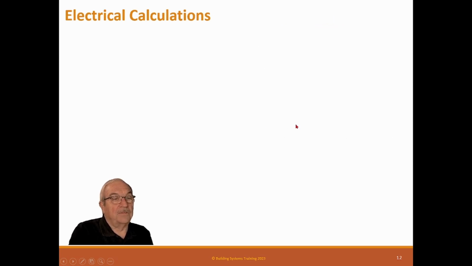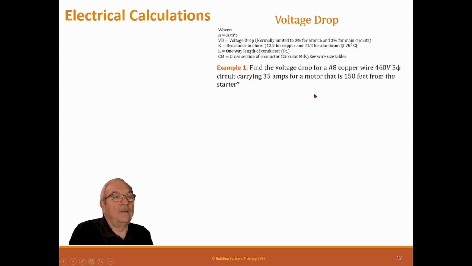Anyway, so let's go do an example. Find the voltage drop for number 8 copper wire, 460 volt 3-phase circuit carrying 35 amps for a motor that is 150 feet from the starter. By the way, that's a long ways from the starter. Possible, but not very likely. Normally the starter needs to be a lot closer, but this is just an example, so we'll look at that.